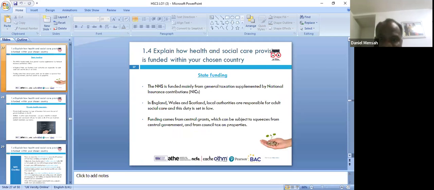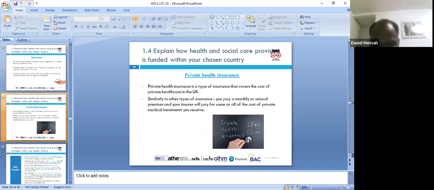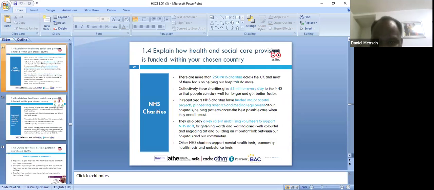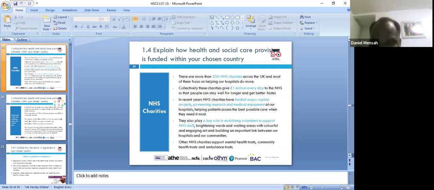Okay. Now, I've already mentioned state funding and private funding and all that. I've explained to you why it is very important. And there are NHS charities as well that we need to know about. Okay, so there are charities that help the NHS in terms of funding. In other words, they support or help with funding when it comes to the NHS.